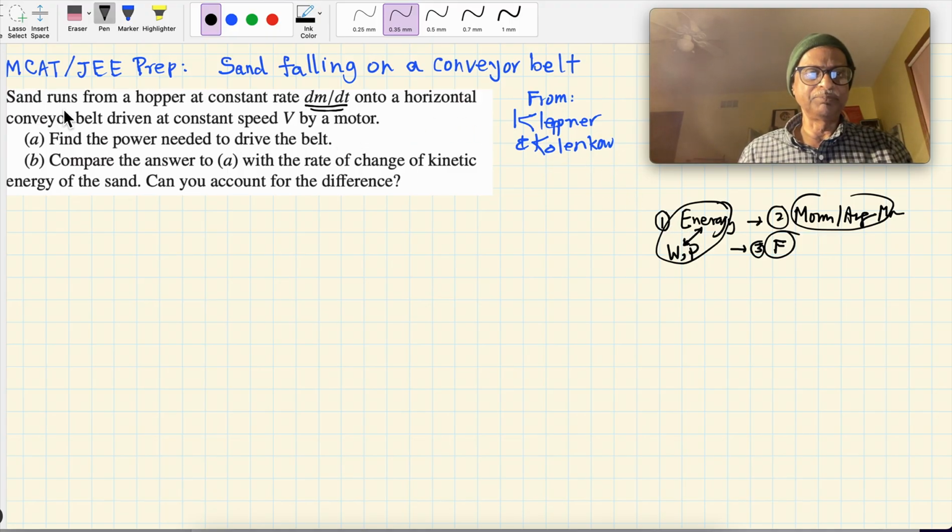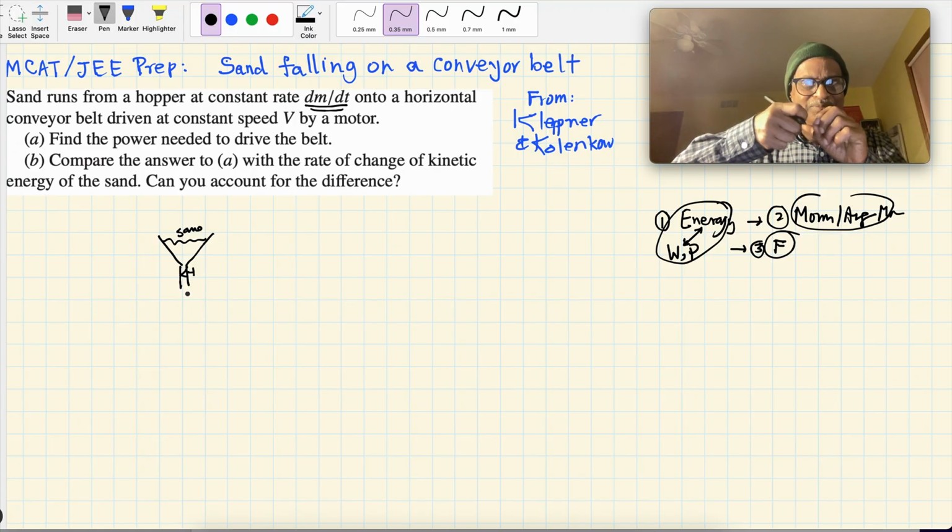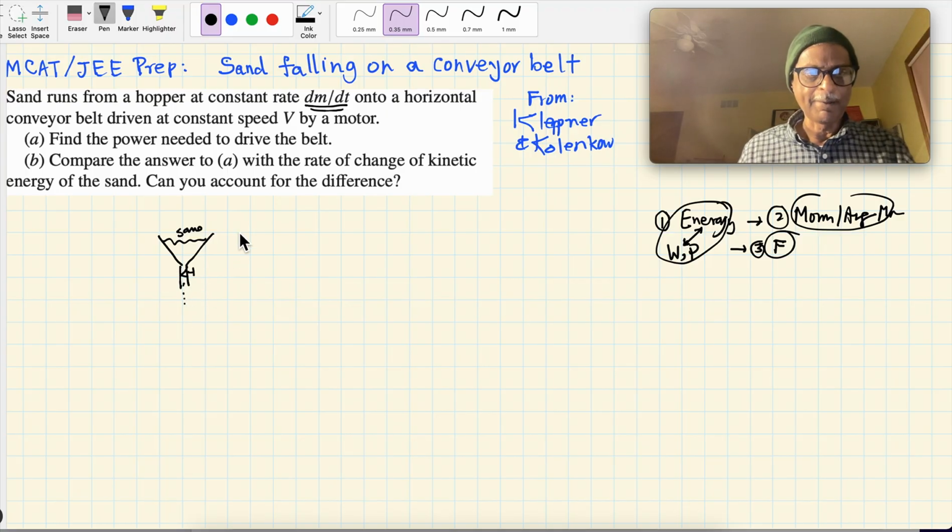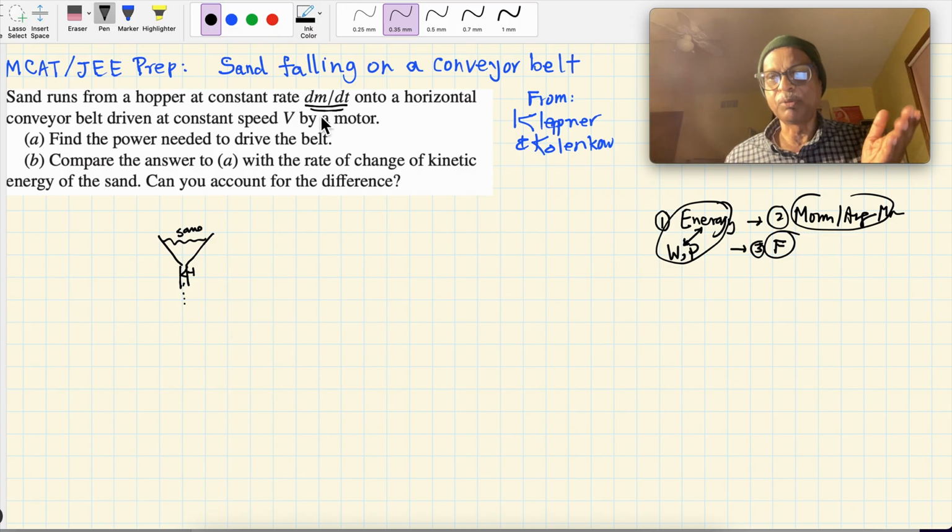So you have a hopper. A hopper is basically a funnel, and sand will just kind of fall from the bottom of the funnel. So you can say, here is a hopper, and I fill it with sand, and maybe you have a little valve, and you can turn it, and then sand will start to fall. All right, so that's the hopper, and the sand will fall at a constant rate in terms of mass, and they didn't give you a value or anything, just some dm over dt.